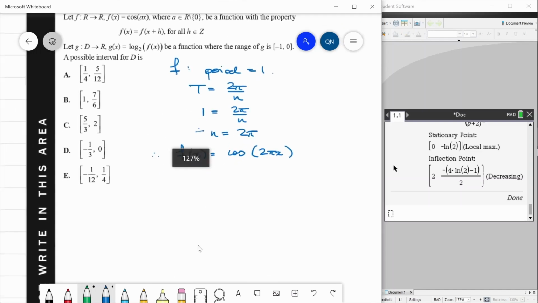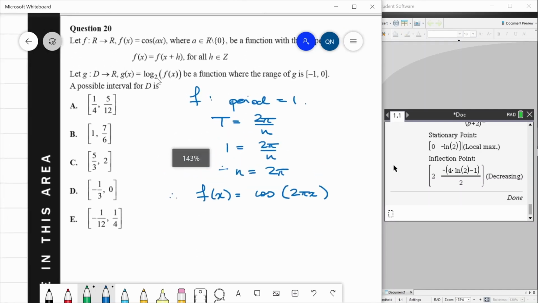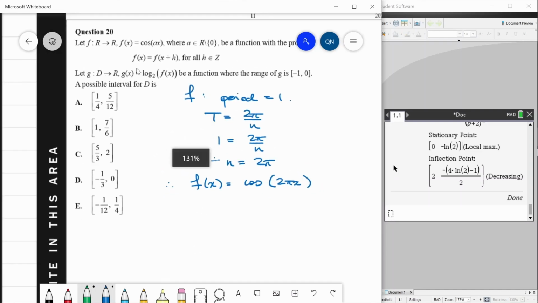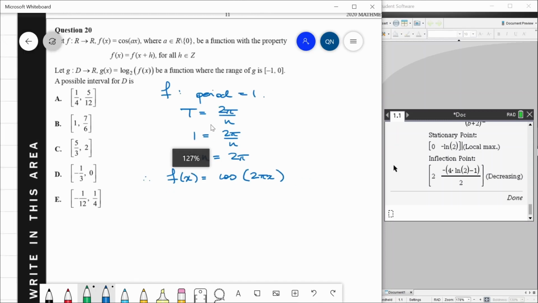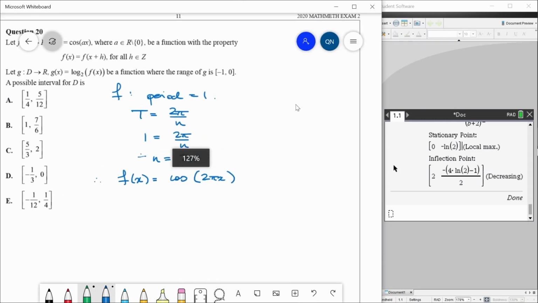So next up we have a new function g. This is log base 2 of f of x. So let's think about what the log base 2 function looks like here. I'll do this in yellow. So here's the xy axis, here's the log base 2 graph, and you have your x-intercept at 1 over here.